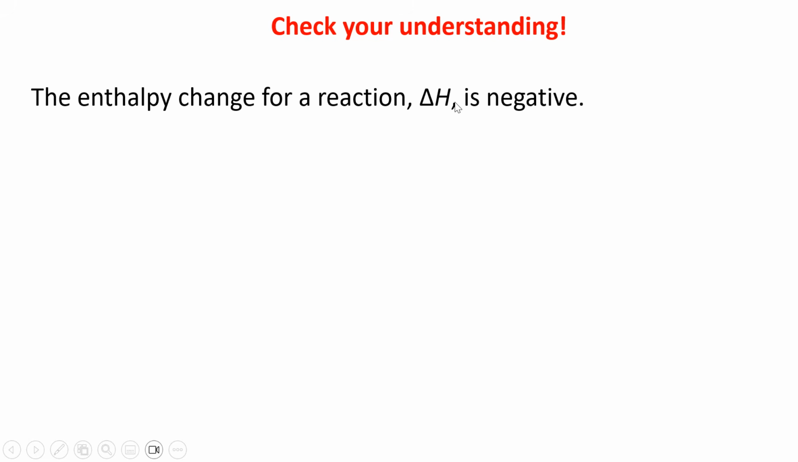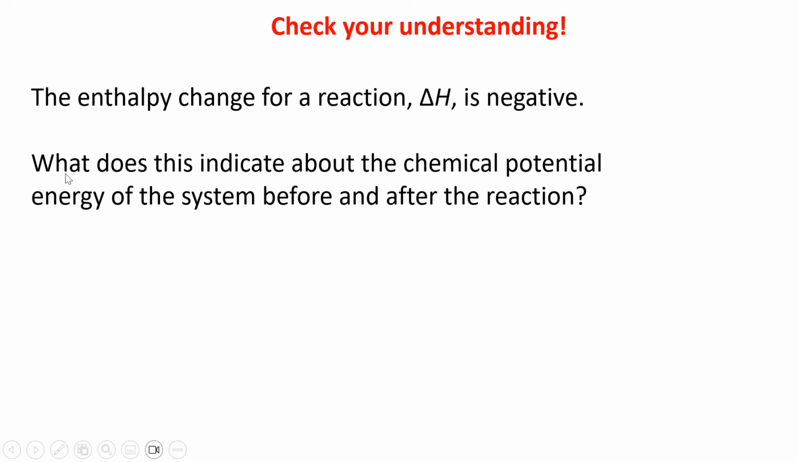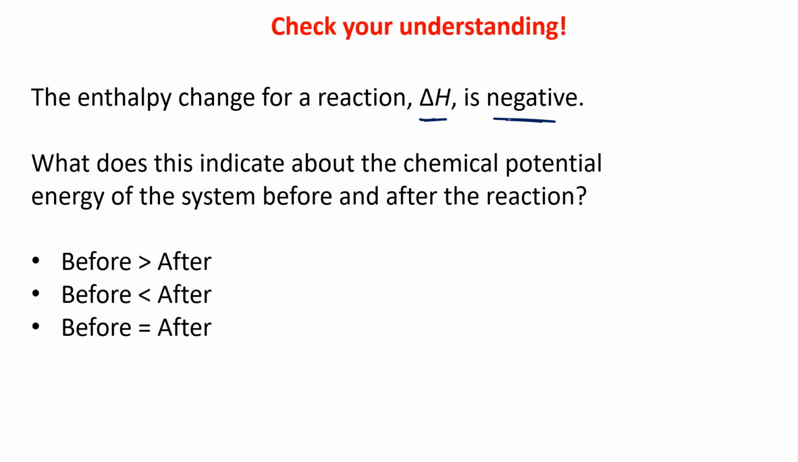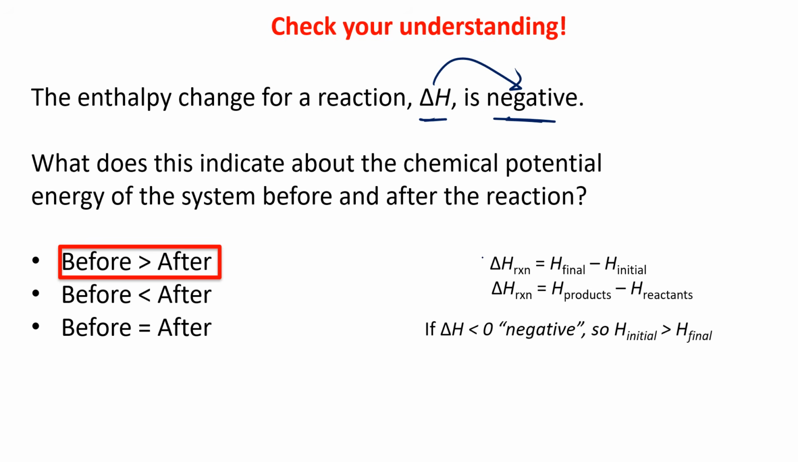The enthalpy change of a reaction, delta H, is negative. What does this indicate about the chemical potential energy of the system before and after the reaction? If delta H is negative, which is bigger: the energy before the reaction or after the reaction? Of course, before the reaction is going to be bigger because delta H is negative. Remember, delta H is final minus initial, or after minus before. The exam might play with words: initial, final, products, reactants, after, before all mean the same thing. Just for you to know. Because delta H is negative, H initial or before is greater than the one that is after, the final one.